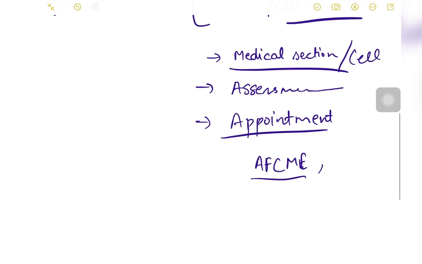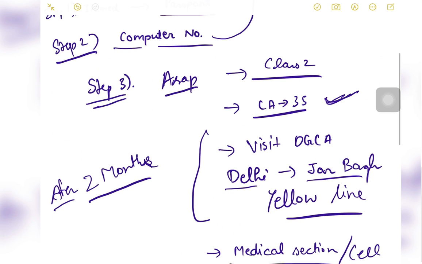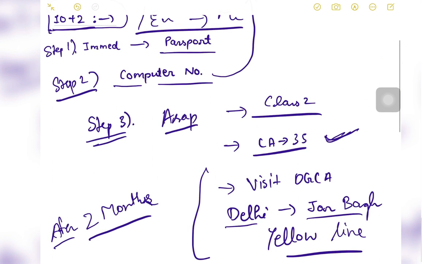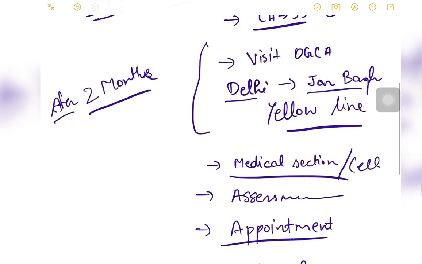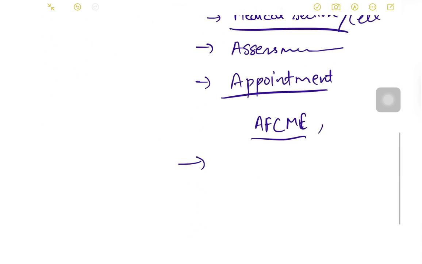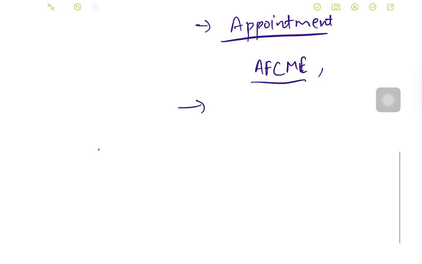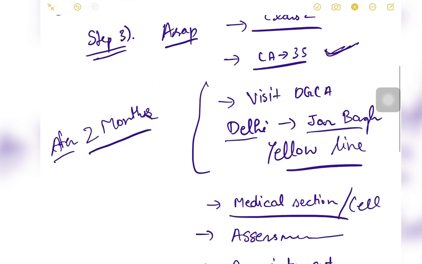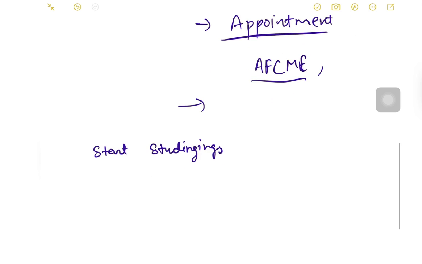So once you get your medicals done, this is the one thing about medical, how you started your journey after 10 plus 2. You have applied for passport, you get your computer number, you have applied for medical. But this is one section which is going on. In the meantime, you can start studying your subjects, because there are many exams. You don't need to waste your time, because these medicals, computer number, passport, all will take some time.